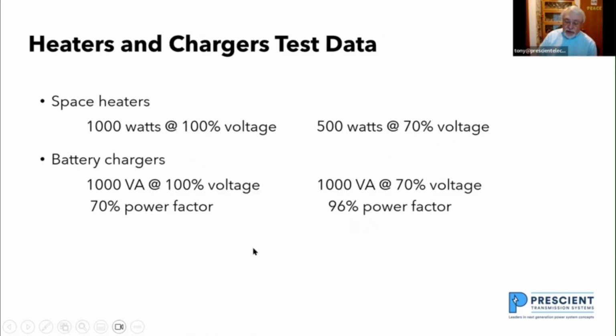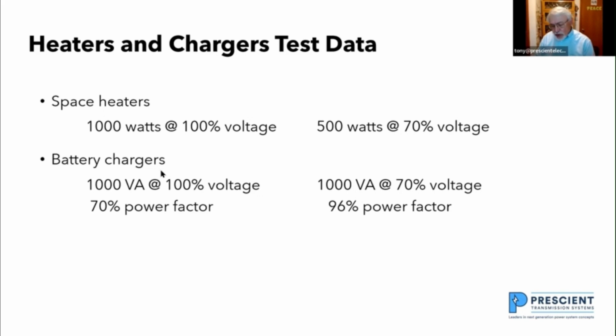So what we did is we took different devices and we tested them to see how they're impacted by voltage. And we took a space heater, a 1,000 watt equivalent space heater. All the numbers that we're using here on these charts are unitized. So everything is unitized to 1,000 volt amps. And we tested space heaters. We had 1,000 watts at 100% voltage. We took the voltage to 70% and they drew 500 watts. That's what we expected to see.